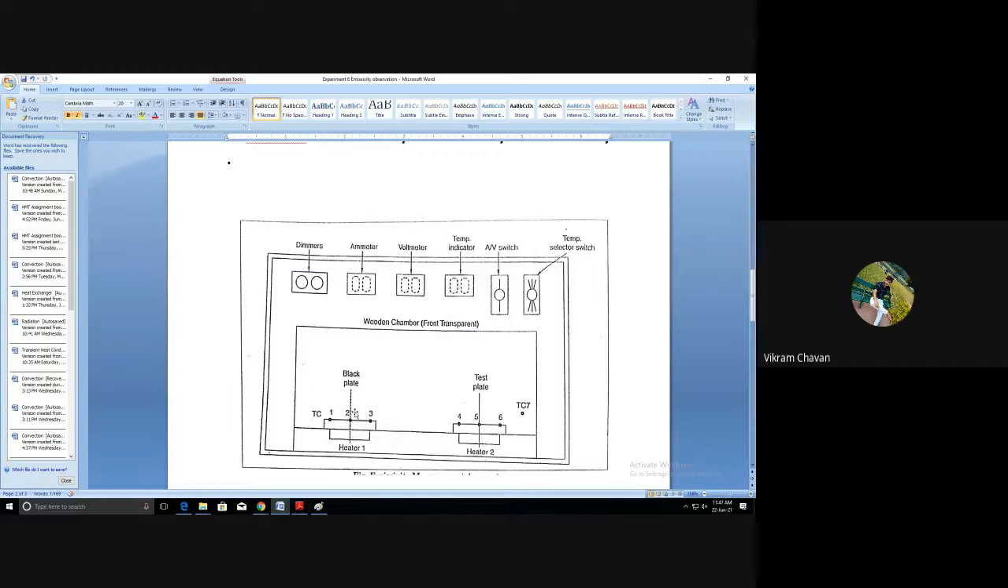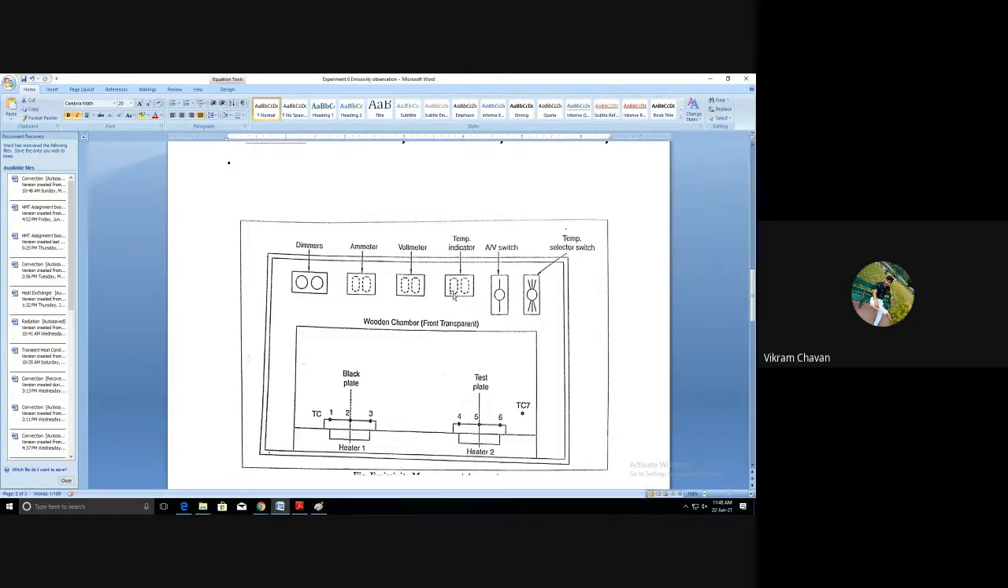You have three thermocouples placed in this way. The first thermocouple is placed on the black plate and measures the black plate temperature, and the second thermocouple is placed on the test plate and measures the test plate temperature. The third thermocouple will measure the compartment or environment temperature. So these three temperature readings are required for the calculation, and we get them by using the temperature indicator.